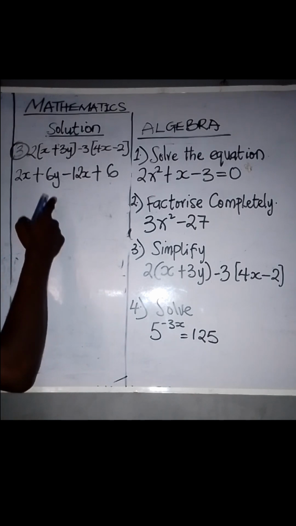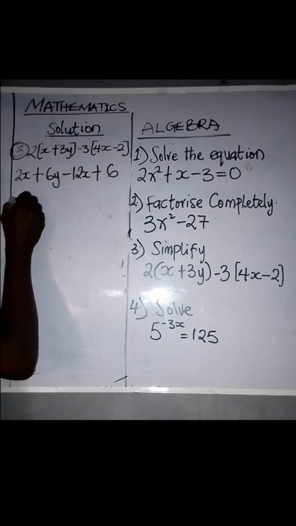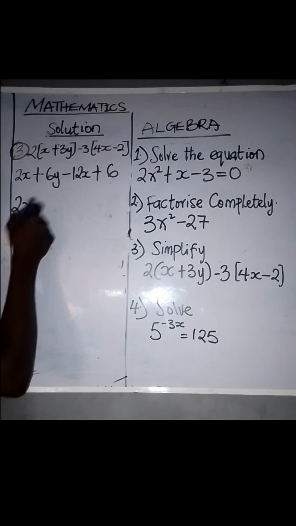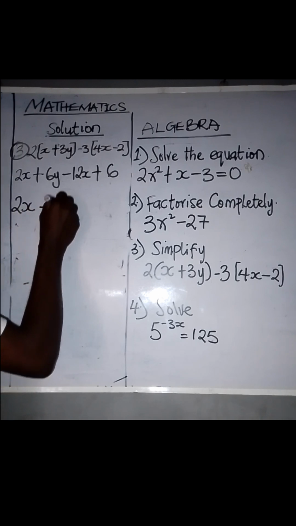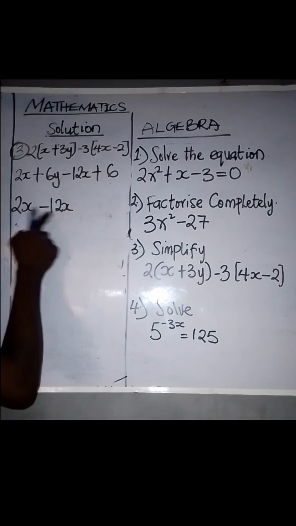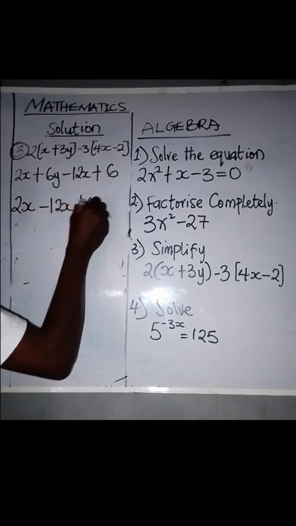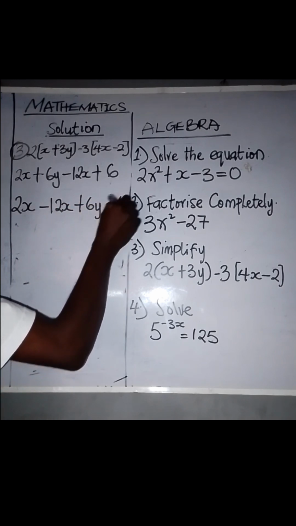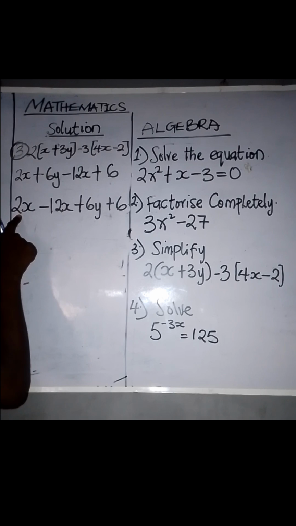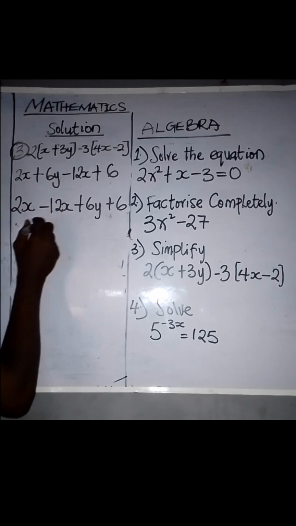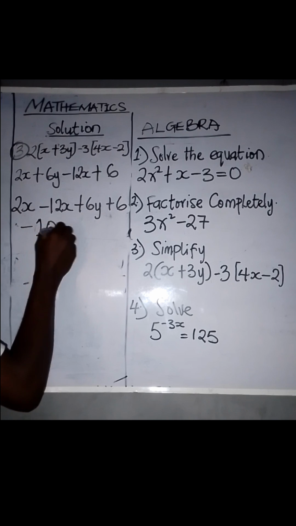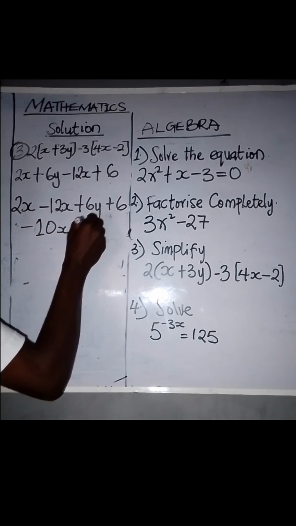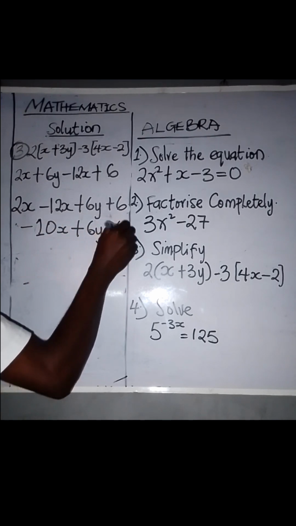Then I have to rearrange this. So the numbers that are the same come close. So I have 2x, then minus 12x. They both have the same coefficient, that's why I'm bringing them close. Then I have my plus 6y, then my plus 6. 2x minus 12x is minus 10x plus 6y plus 6.